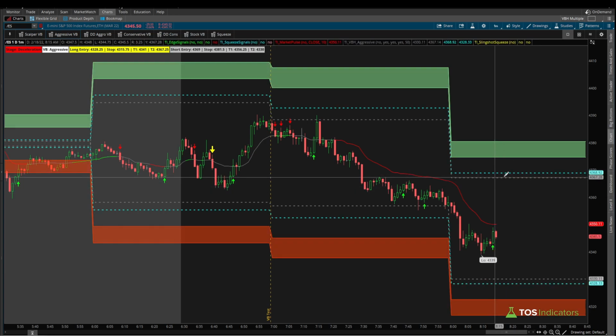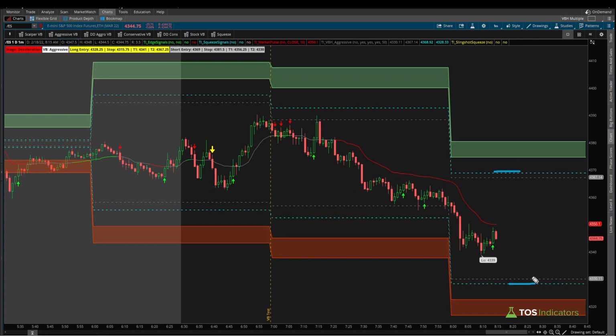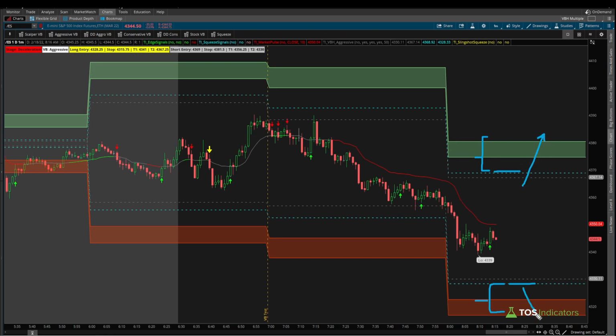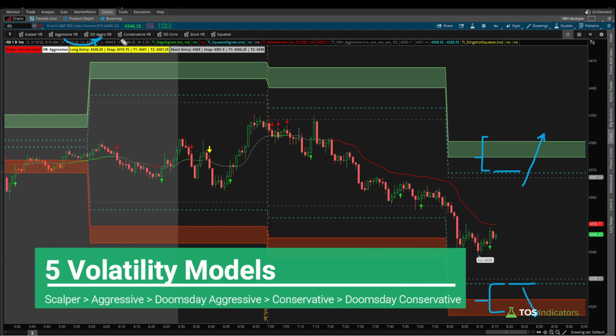The setup stays the same. We're looking for a breach of either this side or this side, long or short. Once we see that setup, we'd like to see an edge signal confirmation along with an entry at that sign entry line or better, so anywhere really inside of this zone. If we don't see that edge signal prior to going outside of our clouds, that's our sign to adapt to volatility one more time, and we go to the doomsday aggressive. And we have 5 models available to us to try and capture the volatility we're seeing.